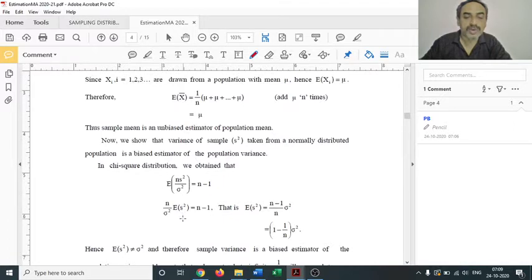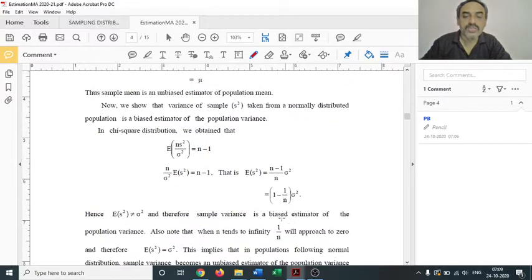So again, using the property of expectation, with sigma square by n taken outside, it is 1 minus 1 by n times sigma square. So we are getting E of S square equal to (1 minus 1 by n) sigma square. It is not equal to sigma square. Along with sigma square, there is another constant, 1 minus 1 by n. So we don't get S square as an unbiased estimator of sigma square.